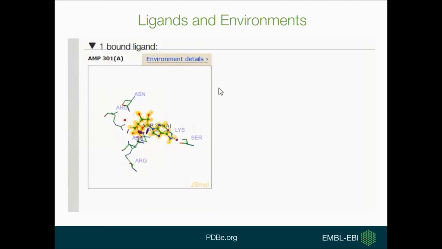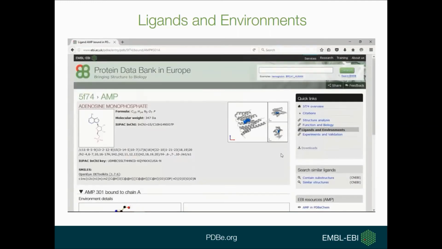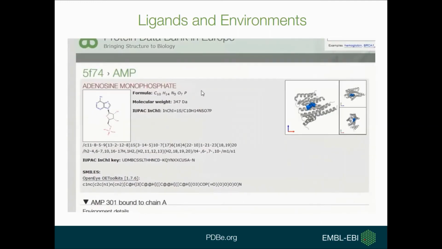If you want more details, you can go to the environment details link here, and this takes you to the page specific for that ligand in this entry. So this example is adenosine monophosphate. You get some information at the top here, as well as an image of the structure of the ligand. There's also an image of where this ligand is within the structure, highlighted in blue.